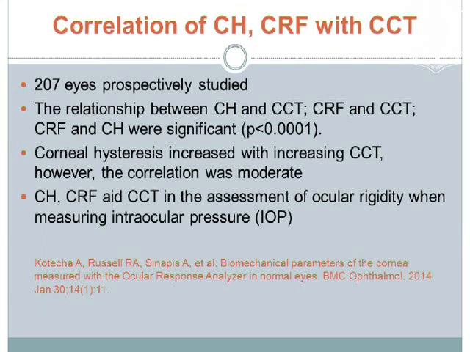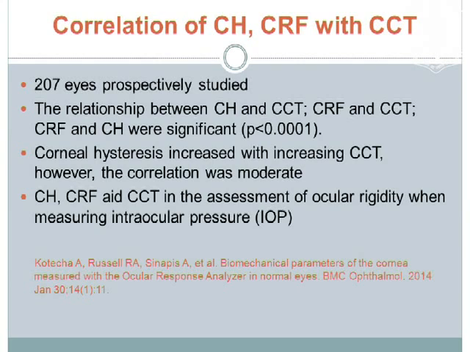We just go over some reports in the literature regarding how the values of CH and CRF correlate with age and CCT, etc. This was a study which was published of 207 eyes which were prospectively studied, and they tried to evaluate the relationship between corneal hysteresis and corneal thickness, corneal resistance factor and corneal thickness, and they found that there was a very significant correlation. However, we see that there are some other studies which feel that there is no correlation between CH and CCT. So again, the data in literature is very confusing currently.